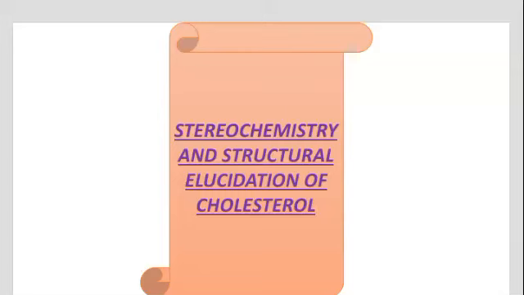Cholesterol is incorporated in nerve conduction, and glucocorticoids, androgens and estrogens are formed from cholesterol. Vitamin D3 is formed from 7-dehydrocholesterol. Bile acids and bile salts are derived from cholesterol.